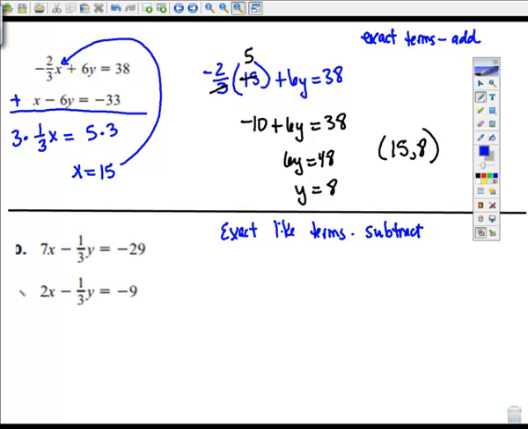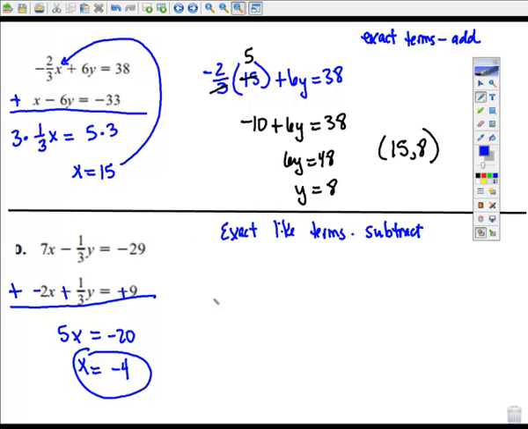Okay, so I'm going to subtract. So remember, I'm subtracting, so I go opposite, opposite, opposite, add. So 7x plus negative 2x is 5x. My y's are eliminated. Negative 29 plus 9 is negative 20. Divide by 5 and x equals negative 4.